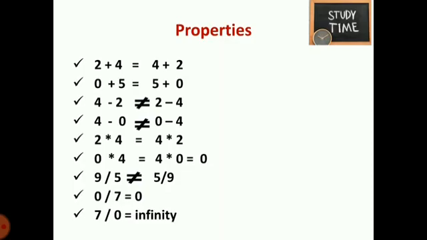2 into 4 equal to 4 into 2, that is 8. 0 into 4 equal to 0, 4 into 0 equal to 0. 9 divided by 5 is not equal to 5 divided by 9. 0 divided by 7 is 0, that is any number which is divided by 0 gives infinity, whereas 0 divided by any number gives 0.